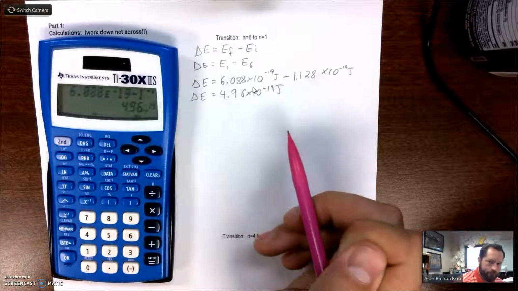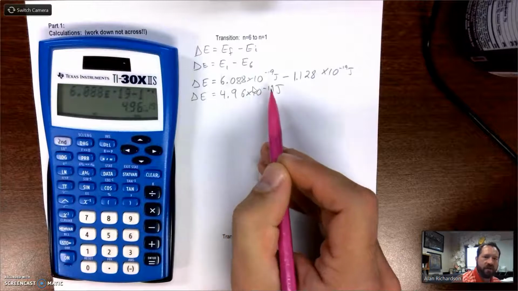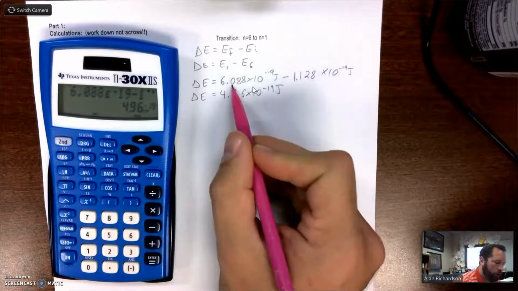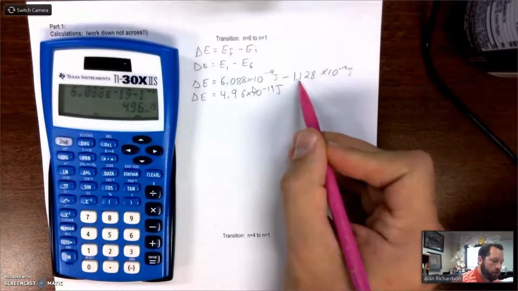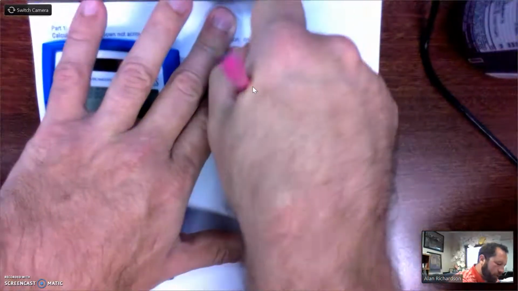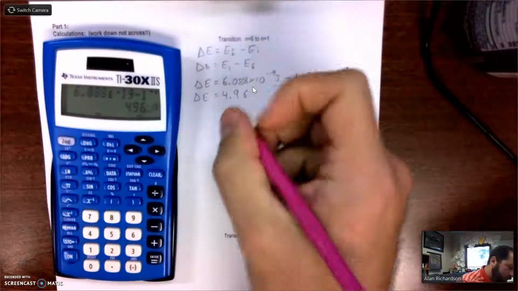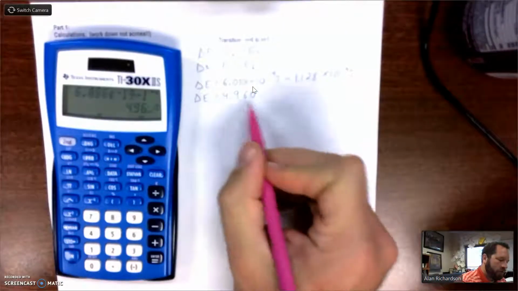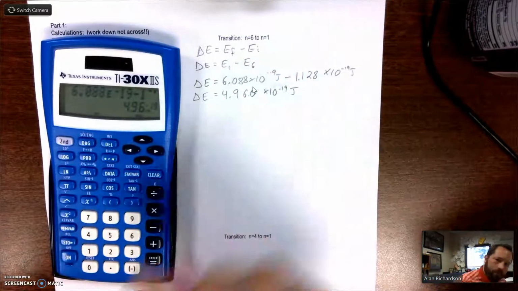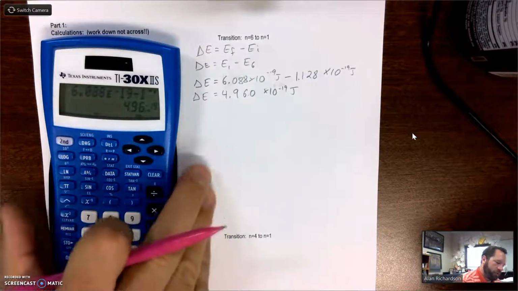Now here's the problem. I'm going to erase. I need more significant digits. See how these are all times 10 to the negative 19th? That means they all have the same last placeholder. This one goes 3 past the decimal. This one goes 3 past the decimal. So my final answer should also go 3 past the decimal. I know my calculator only reported 4.96, but sometimes we got to be a little bit smarter and know that if there's not another number, it's a 0. So there we go. Now we have appropriate significant digits.